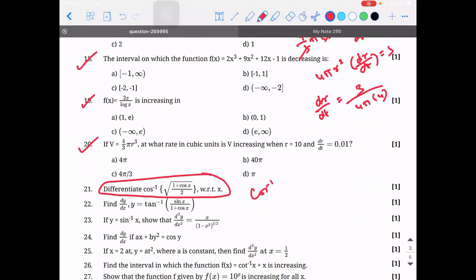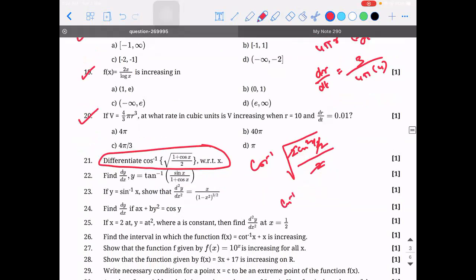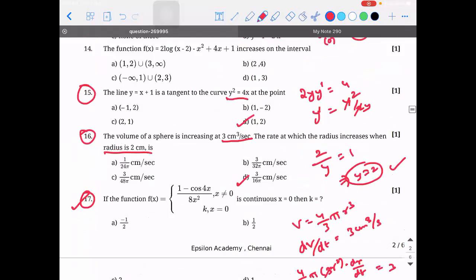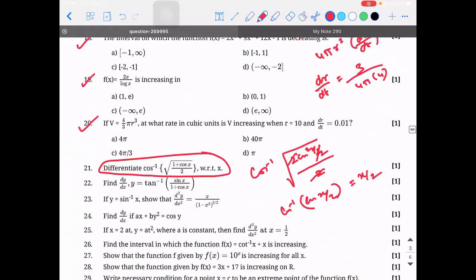Cos inverse of root of 1 plus cos x, right? This is 2 cos square x by 2, divided by 2. 2 and 2 will get cancelled. Cos inverse of root of cos square x by 2. Sorry. Yes. Cos inverse of cos x by 2 will give us x by 2. So y dash is how much? So y is equal to x by 2. y dash will be half.